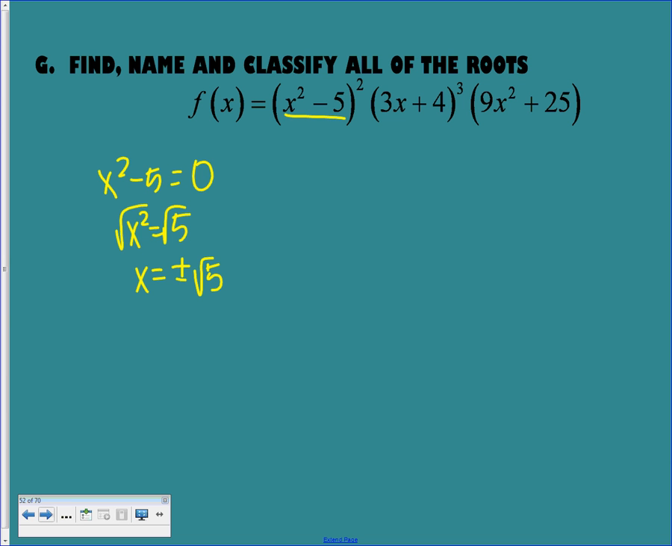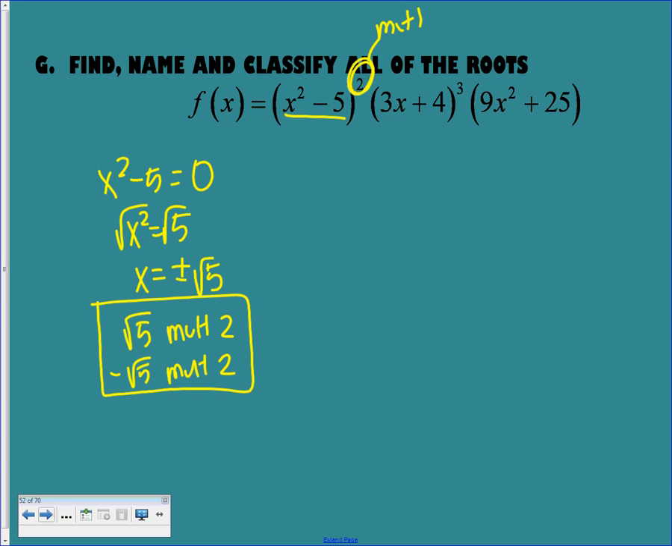But don't forget this little 2 out here means that this has a multiplicity. That means the square root of 5 has a multiplicity of 2, and negative the square root of 5 has a multiplicity of 2. When you have a multiplicity and you have two answers, the multiplicity goes on both. So this one actually counts for 2 here and 2 here. So far my tally is at 4 zeros here.